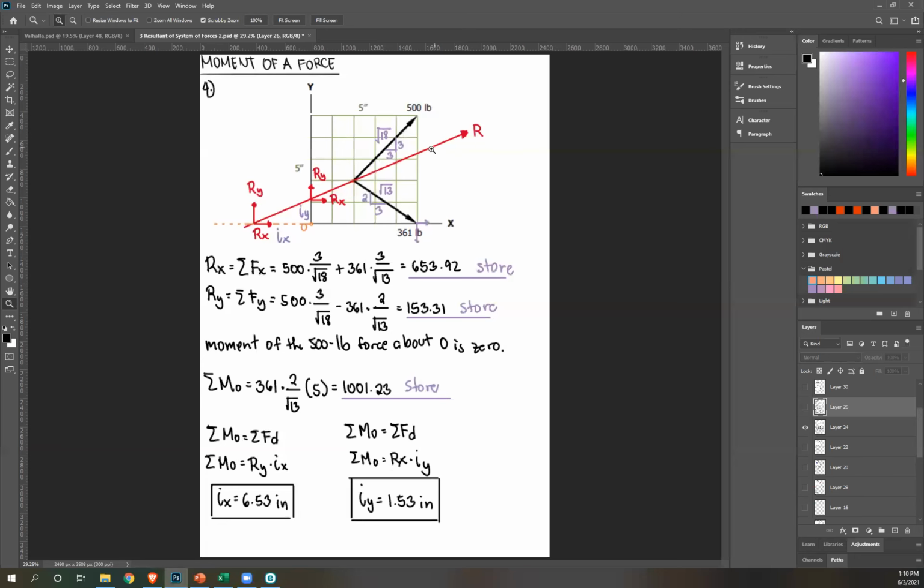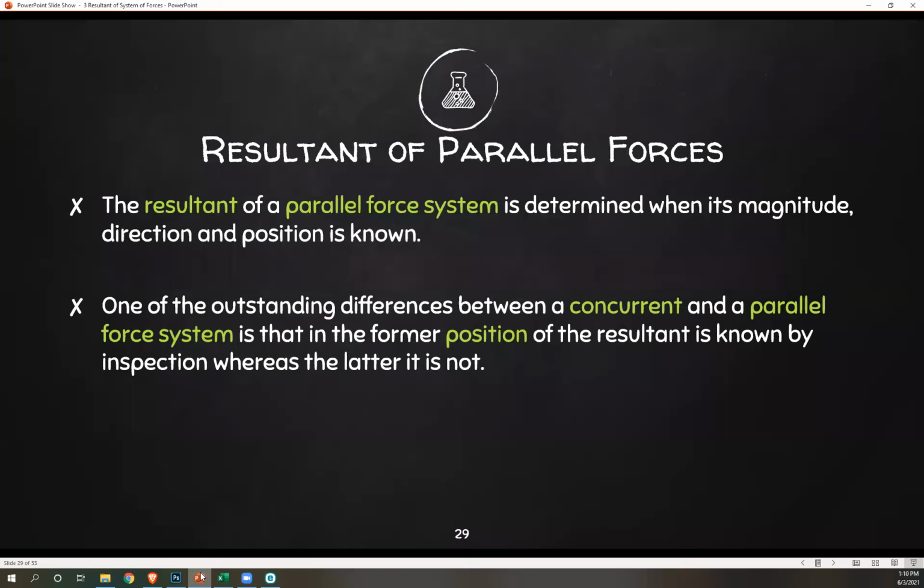Also, we know that the resultant acts at the intersection of your forces for concurrent force systems. The resultant always acts at the intersection of your concurrent force system. So that's why it's easy to figure out its position. However, for parallel force systems, that is not the case. We need to solve for more things to find out where the resultant is located.